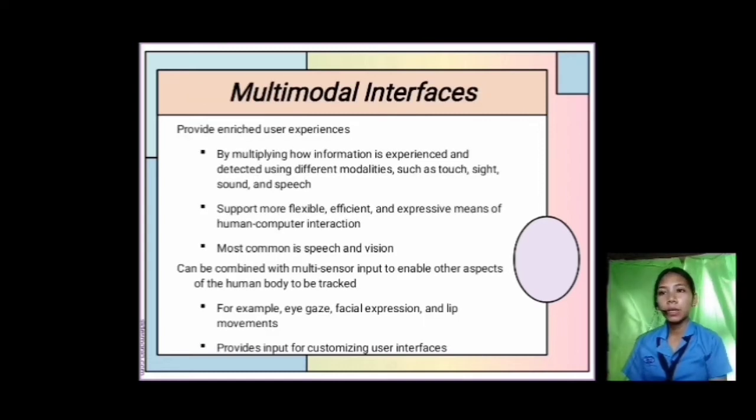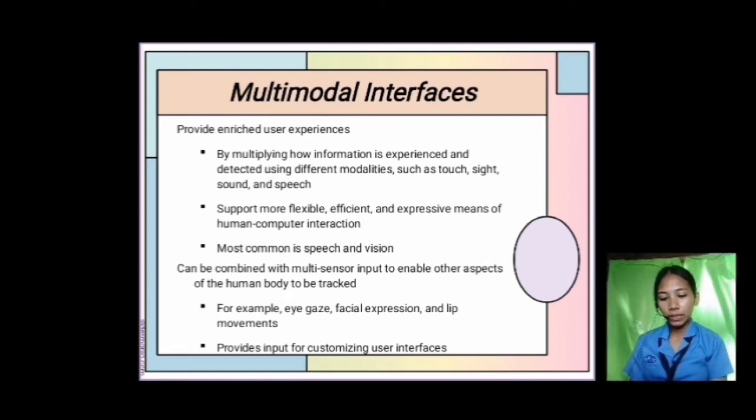Multimodal interfaces provide enriched user experiences by multiplying how information is experienced and detected using different modalities such as touch, sight, sound, and speech. They support more flexible, efficient, and expressive means of human-computer interaction. Most common is speech and vision, which can be combined with multi-sensor input to enable other aspects of the human body to be tracked, for example, eye gaze, facial expressions, and lip movements. These provide inputs for customizing the user interface.